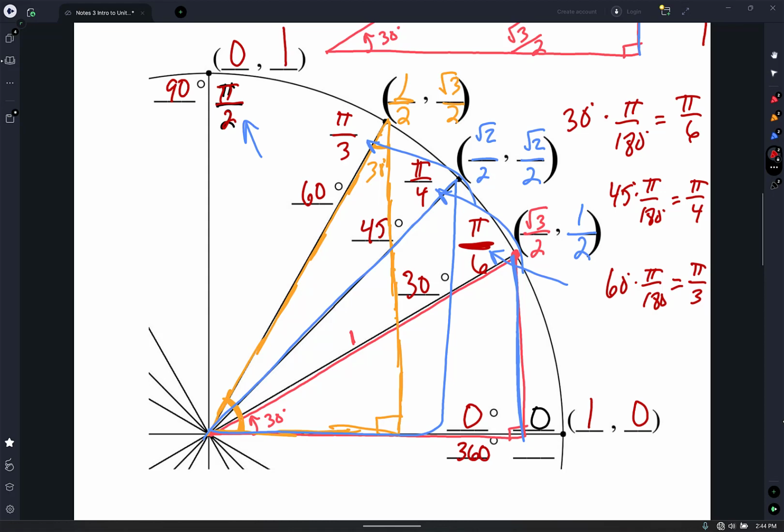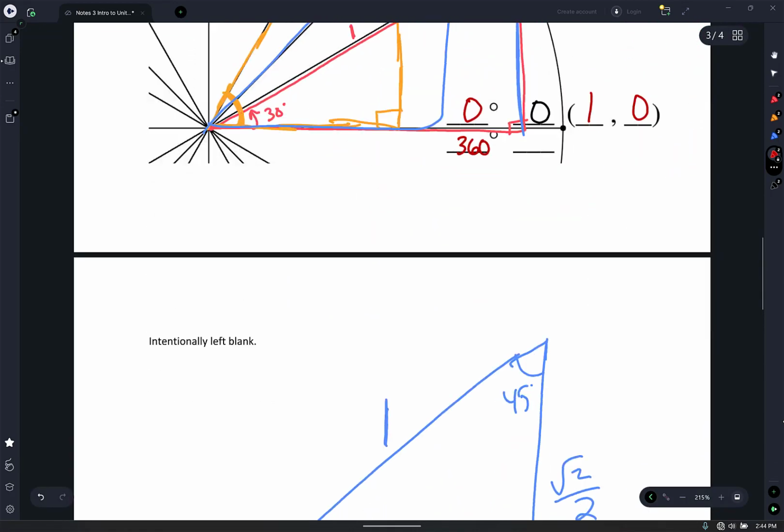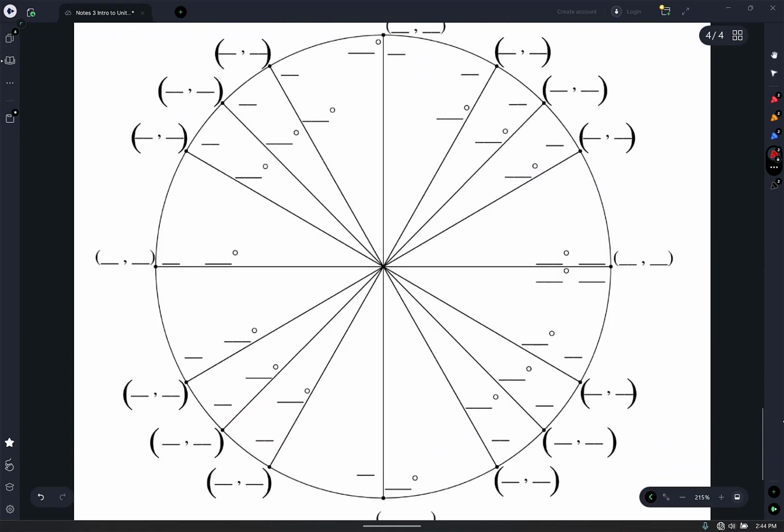Okay. Here we go. Let's go to the next page. Well, not the next page, the last page, I guess.